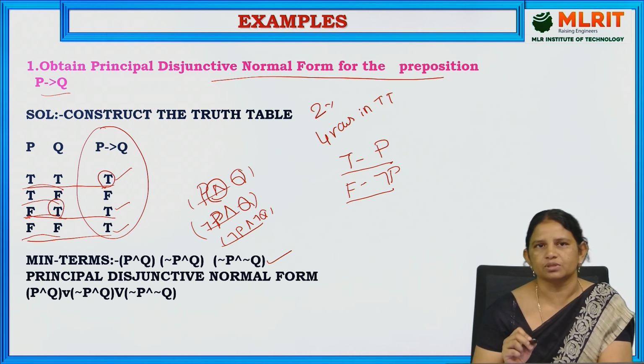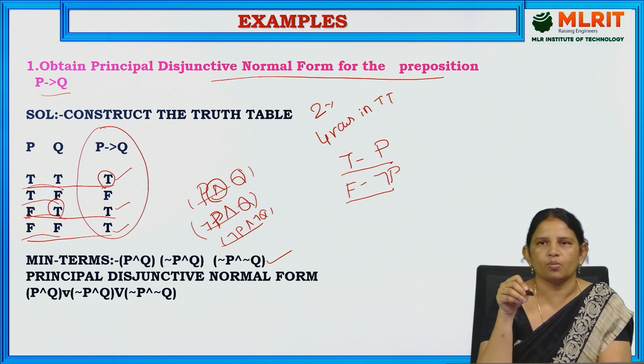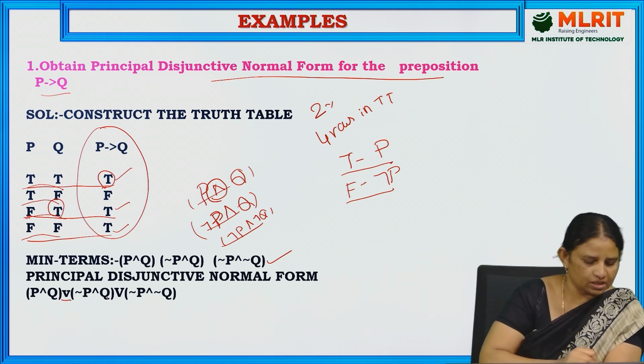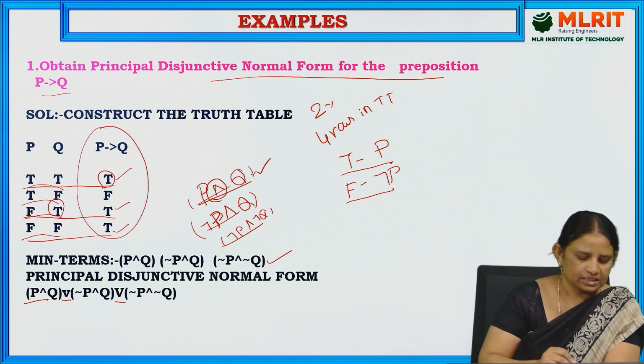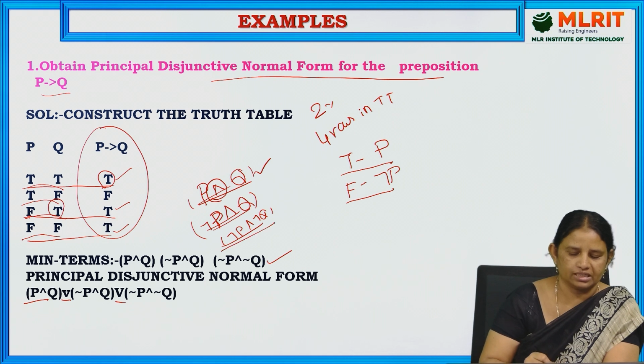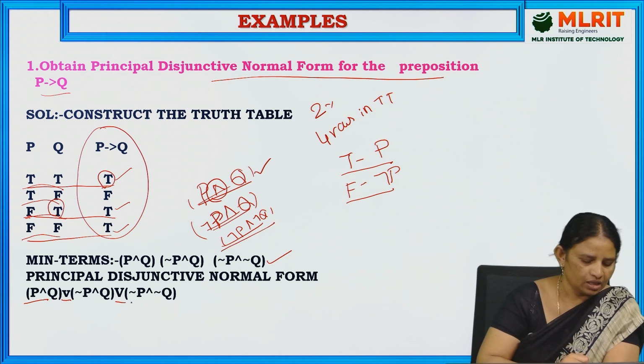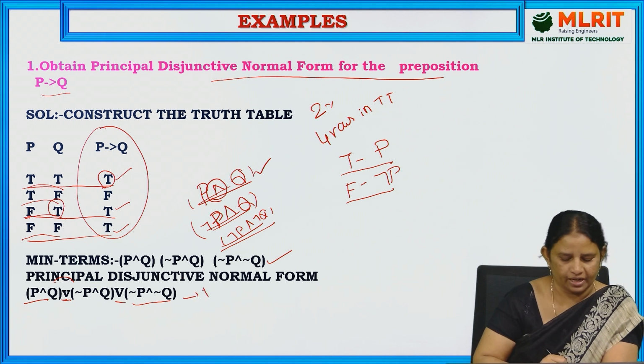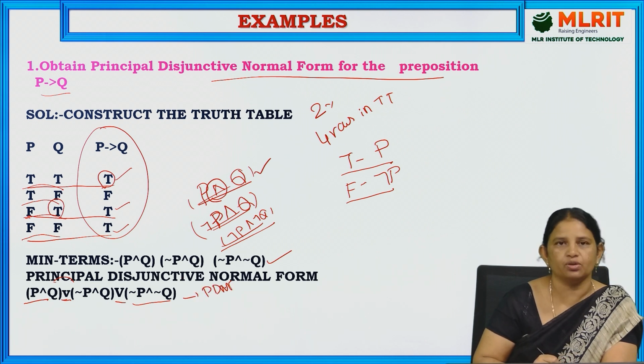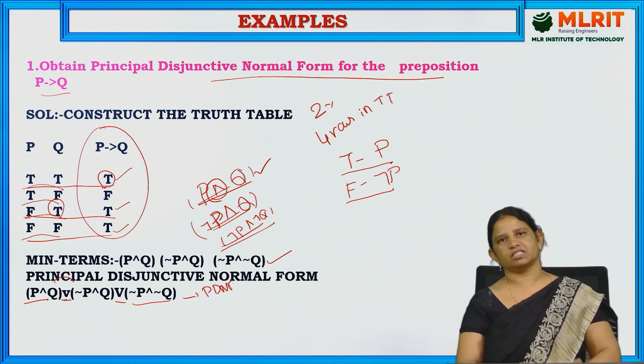What is the principal disjunctive normal form? It is a sum of minterms. Write the symbol for sum. P and Q is the first minterm. Negation P and Q is the second minterm. Negation P and negation Q is the third minterm. Take or, then the sum of minterms is the PDNF, principal disjunctive normal form. That is the first example.